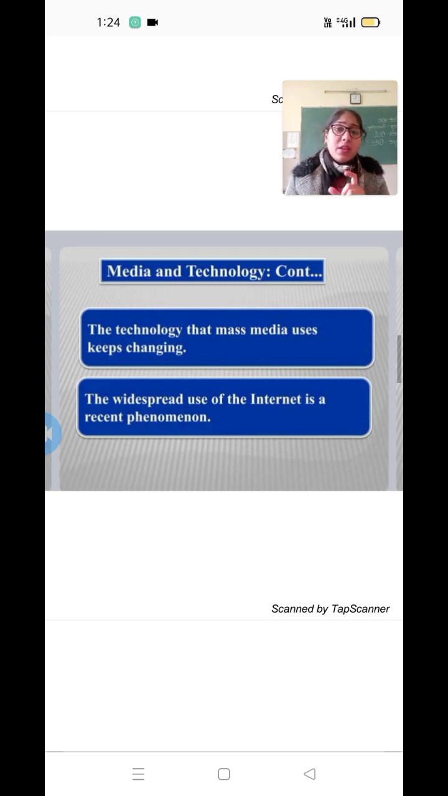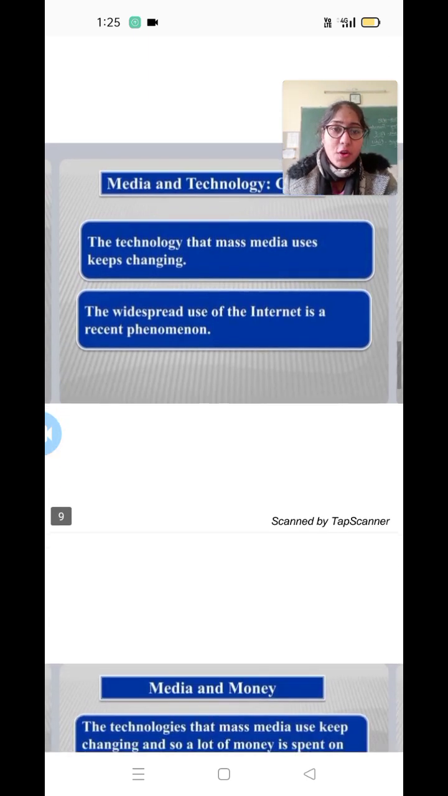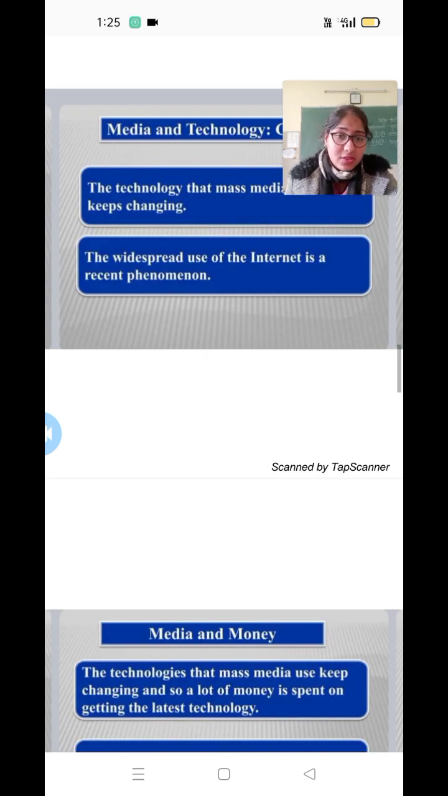But nowadays we all have mobile phones, with the latest technologies through which we can easily communicate our words to others within a few seconds only. And it can even cover a lot of people at the same time, because we can provide the same information to many people at the same time. So you can take this as an example that the technology used by the mass media keeps on changing. And the widespread use of internet is a recent phenomenon. Earlier we were not aware of the internet, but now we cannot even imagine our life without internet. All these are examples that the technology that mass media uses keeps on changing.